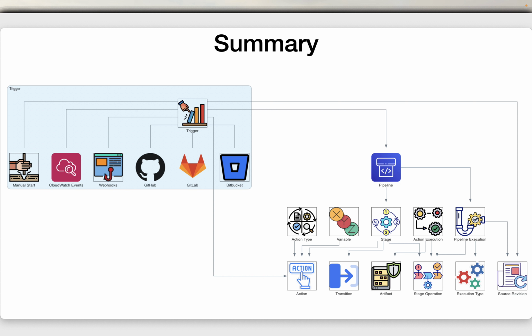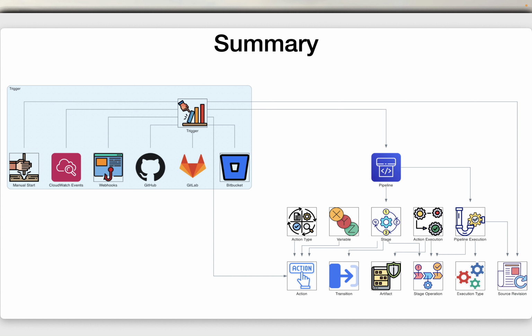So to summarize, and this will bring all the concepts together. This diagram provides an overview of the key concepts and components in CodePipeline and how they relate to each other. I will walk through the main entities to understand the overall flow. At the top, we have the trigger entity.